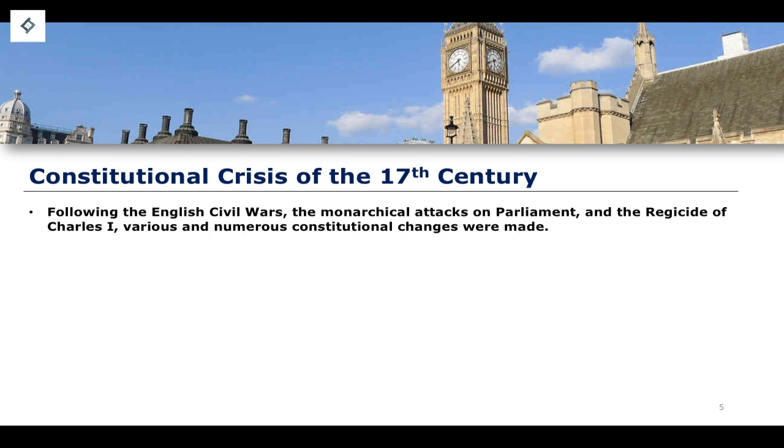This was following the English Civil Wars, as well as the monarchical attacks on Parliament, the regicide of King Charles I, the execution of King Charles I, and various numerous constitutional changes which took place and were made in this process. So the constitutional crisis of the 17th century was as much a development pertaining to the relationship between the king and parliament as anything else.